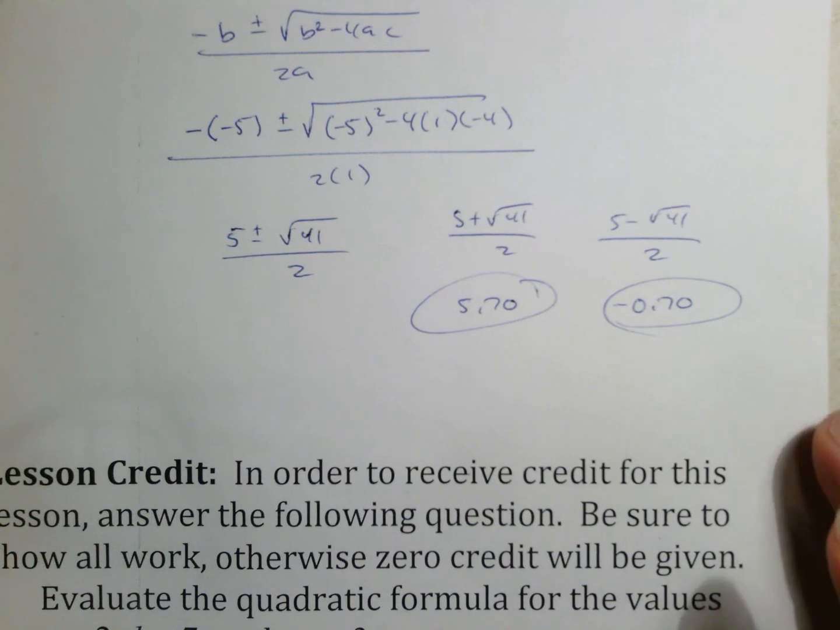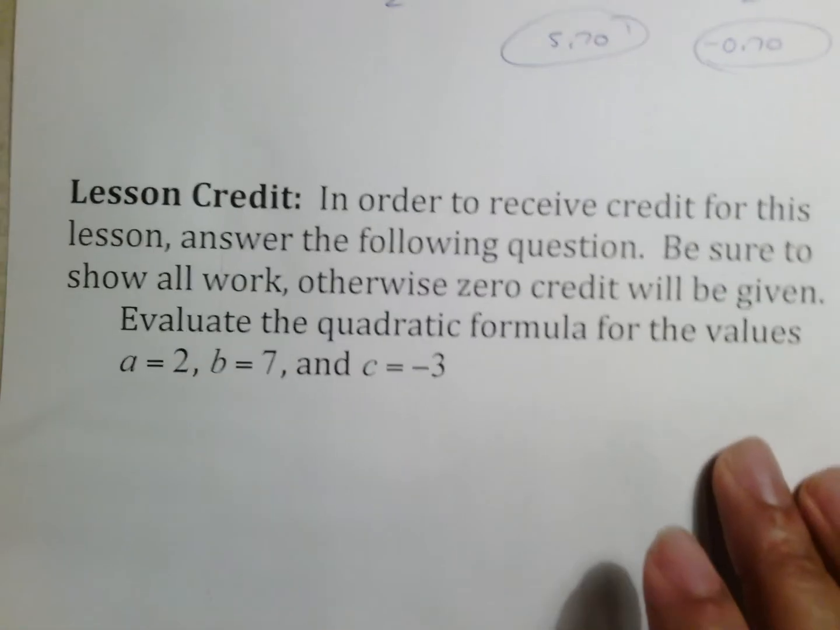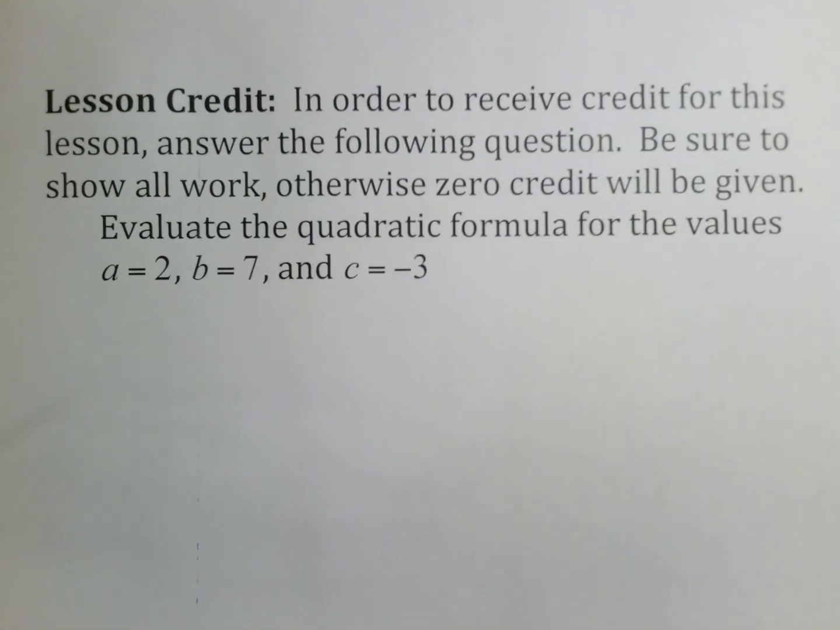Alright. So, lesson credit, just to make sure I can see it before you get too far. In order to receive credit for doing this lesson, please answer this question. Be sure to show all of your work. Otherwise, 0 credit will be given. Evaluate the quadratic formula for the values a equals 2, b equals 7, and c equals negative 3. Be sure to show me all my steps.